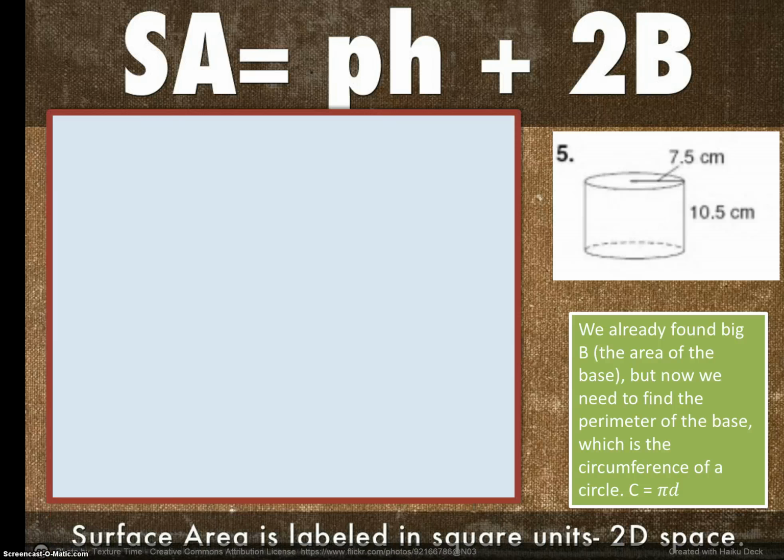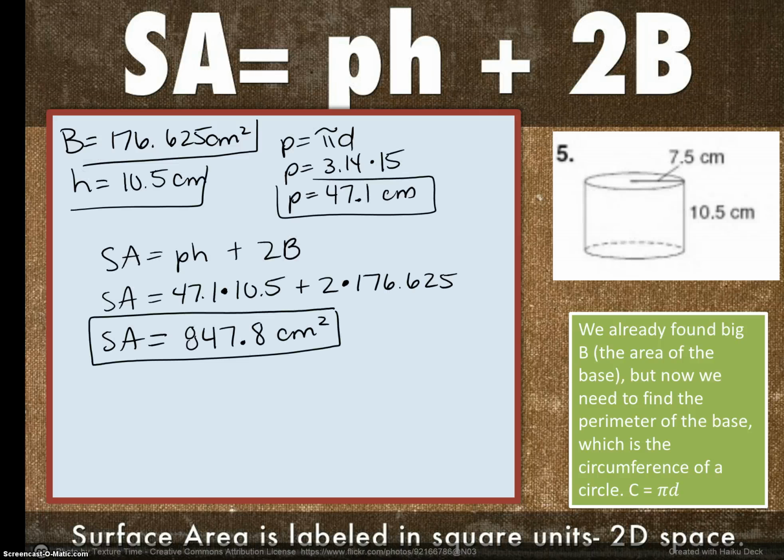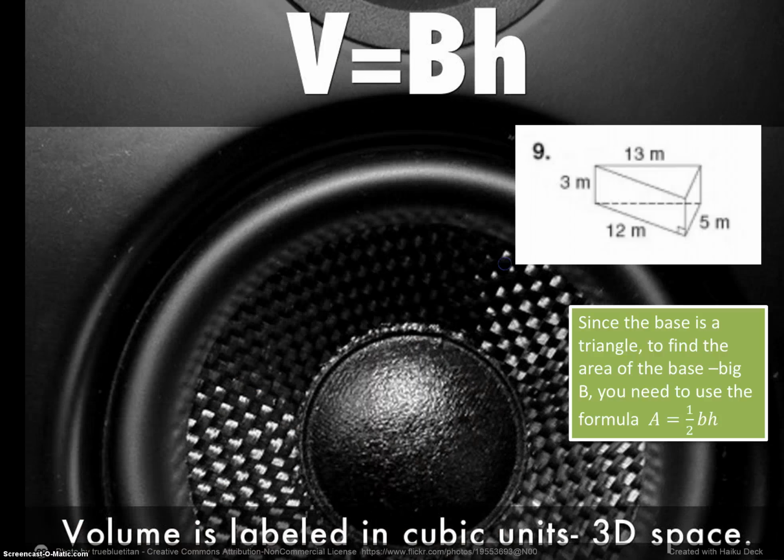We're going to use the same base as before. It was 176.625 centimeters squared. Pause the video, see if you can do this all on your own. So the height was 10.5 centimeters. To find the perimeter, you took circumference times diameter. So to find the diameter, you had to double your radius. 7.5 times 2, or 7.5 plus 7.5, to get 15. Your perimeter, 47.1. Plug it in the formula, you get the surface area of 847 and 8/10 square centimeters.